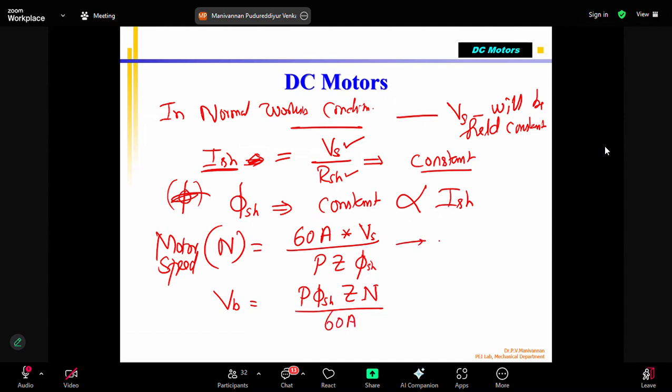There are two equations to note down, because you can expect simple problems. For a DC shunt motor, the resistance is given this much, shunt resistance this much, supply voltage this much. And then P, we are going to say P represents the number of poles, Z represents the number of parallel.